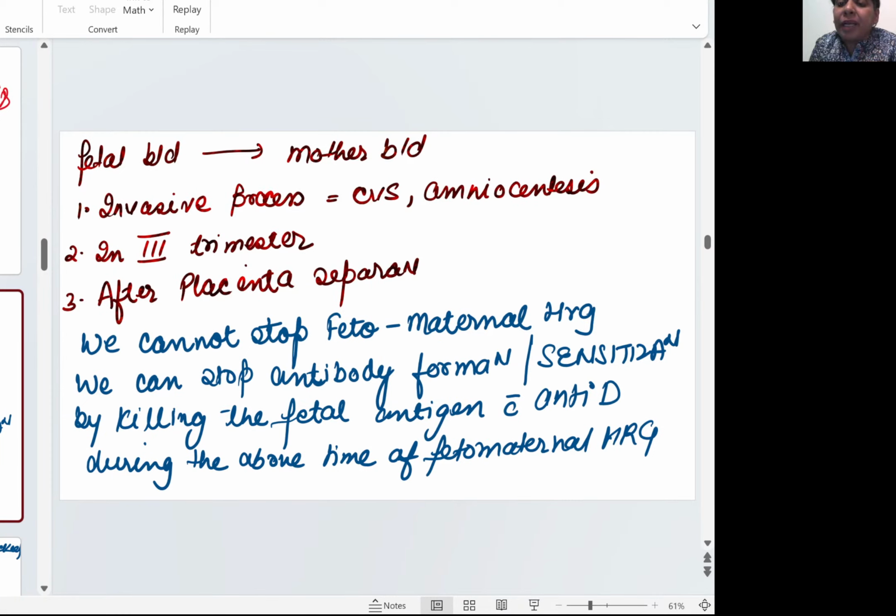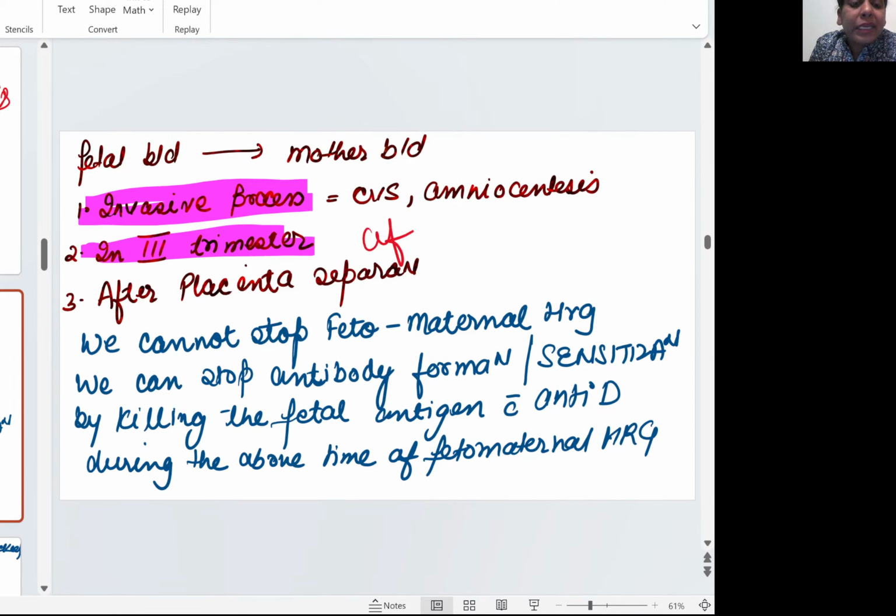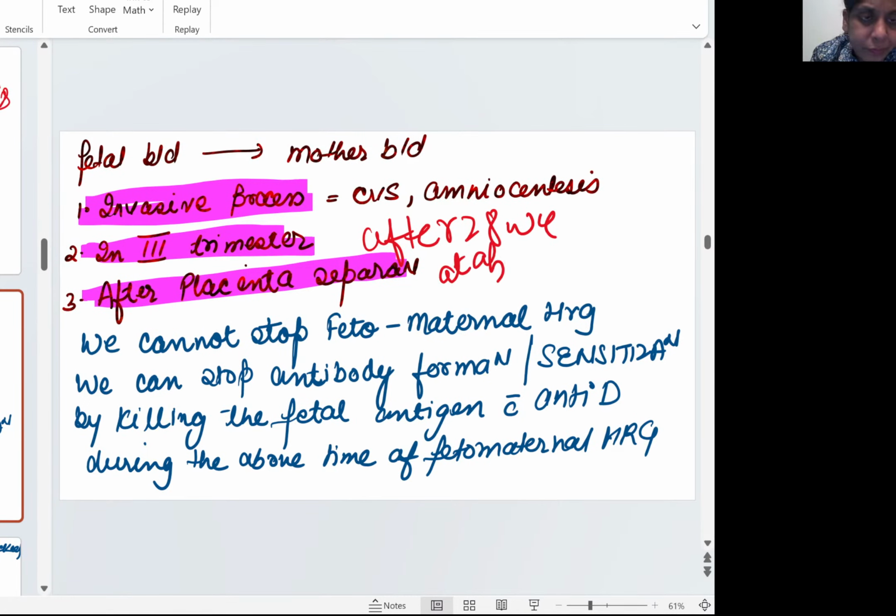Fetal circulation is different, mother circulation is different. When does the fetus blood go into mother blood? Number one, whenever we do an invasive procedure like chorionic villi sampling or amniocentesis. Second, in the third trimester, that is after 28 weeks. Fourth, it goes after placenta separation, that is at the time of abortion or at the time of delivery.